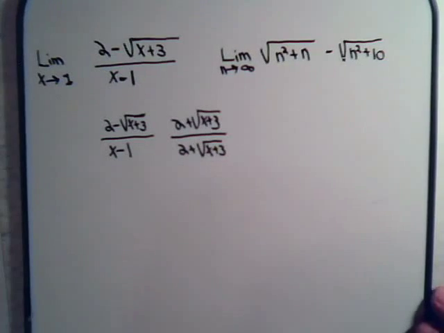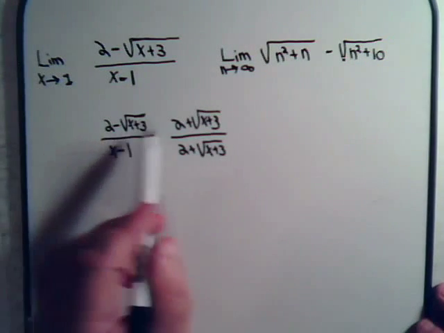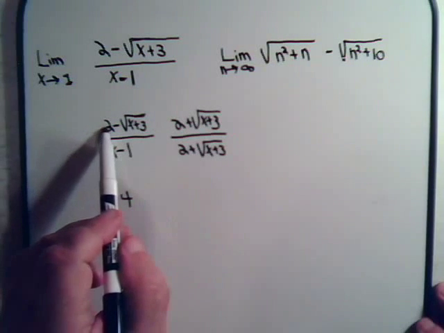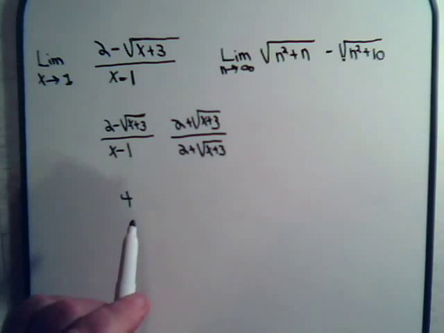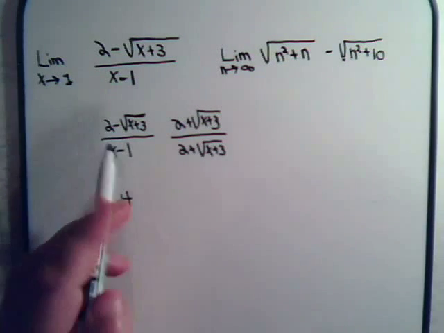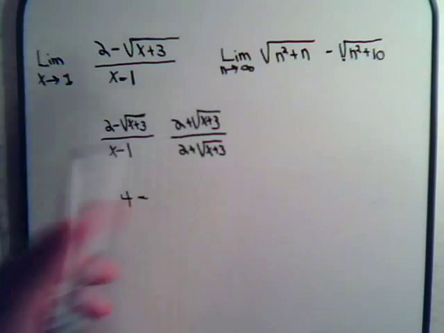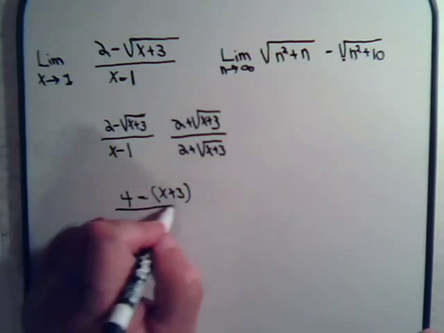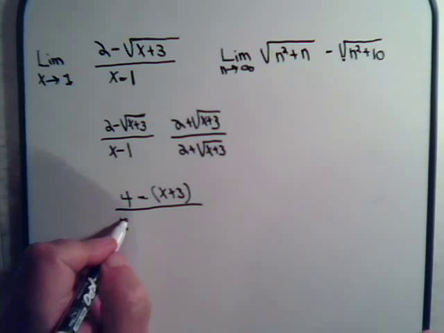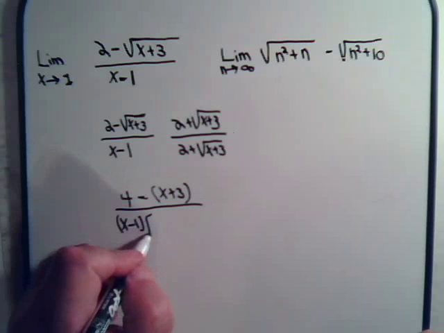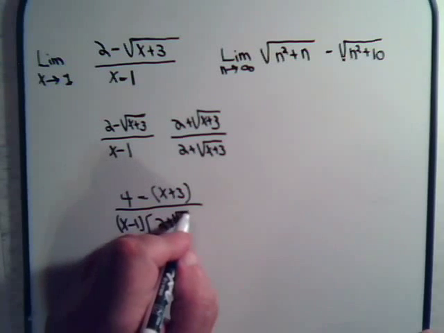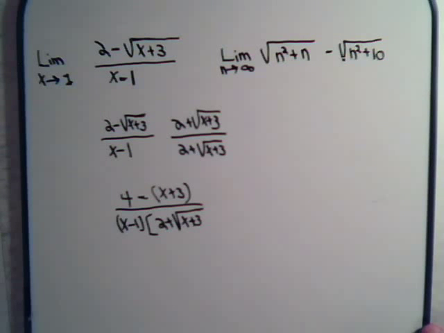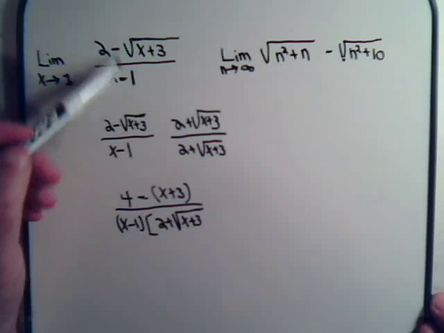And this will be equal to, now up here in the numerator, 2 times 2 is 4. These square root quantities cancel each other out. That's the purpose of working with a conjugate. And we're going to have minus this times this, so that would just be x plus 3. The square root sign goes away. Now down here in the denominator we have x minus 1 times 2 plus the square root of x plus 3.